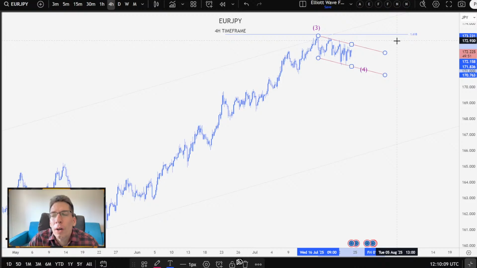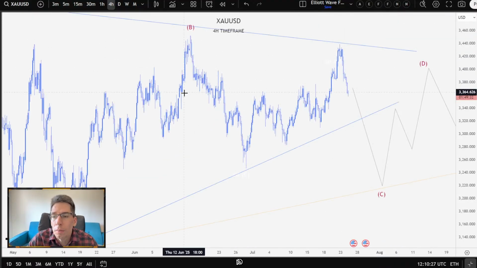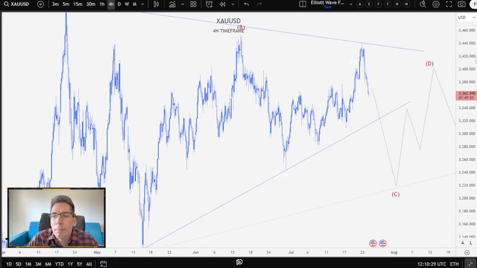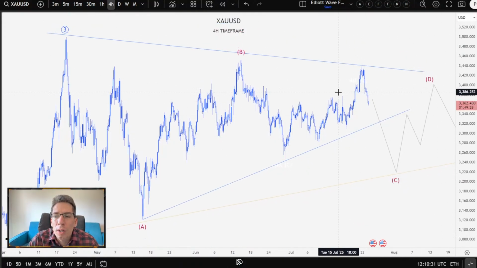If you're wrong in one, we will be wrong in both. So never try to trade both of them at the same time. But if I need to pick which pair I like more, definitely the euro yen, because it looks cleaner. That's all.